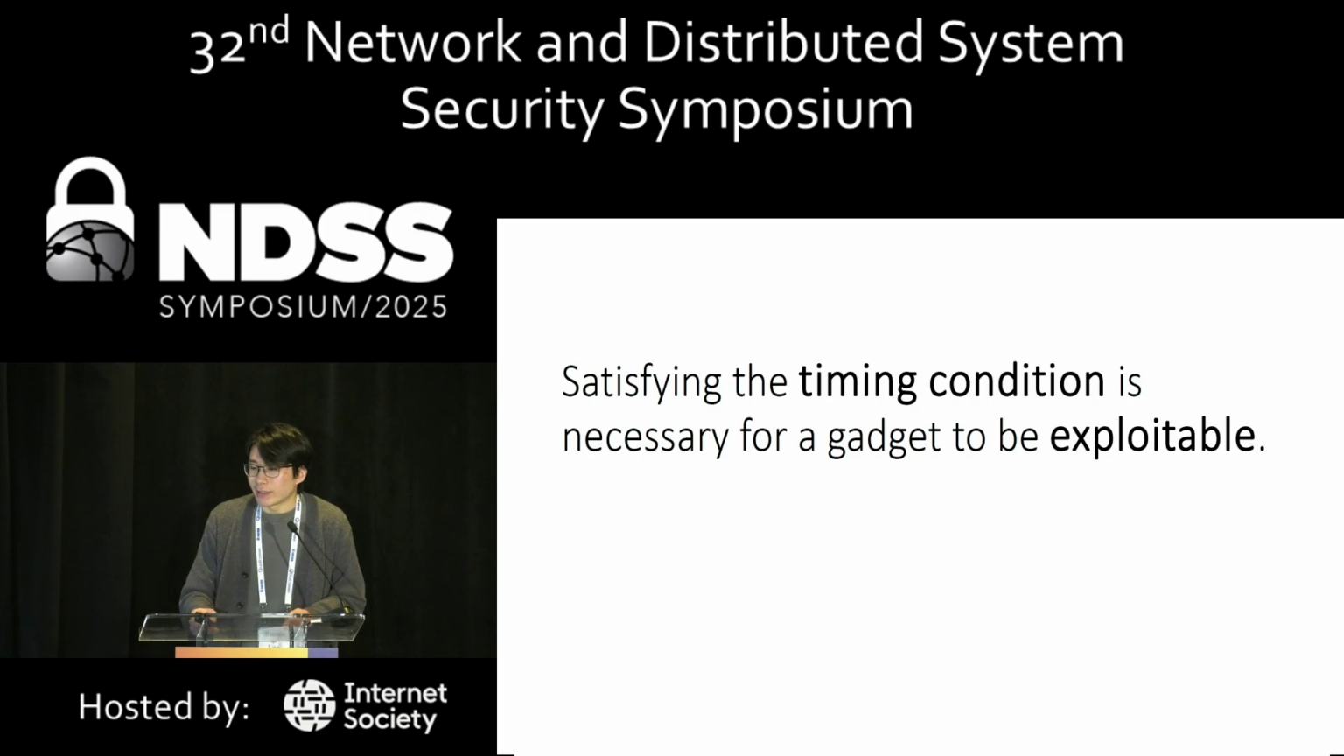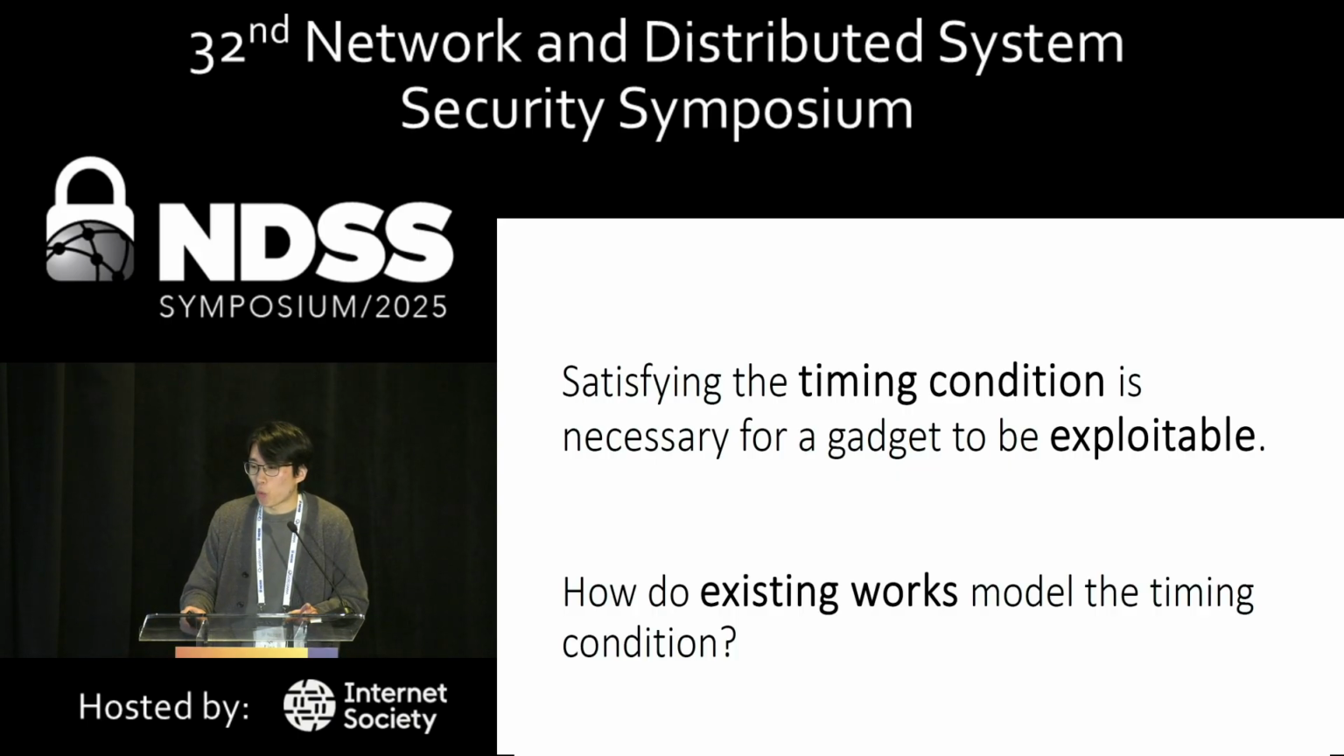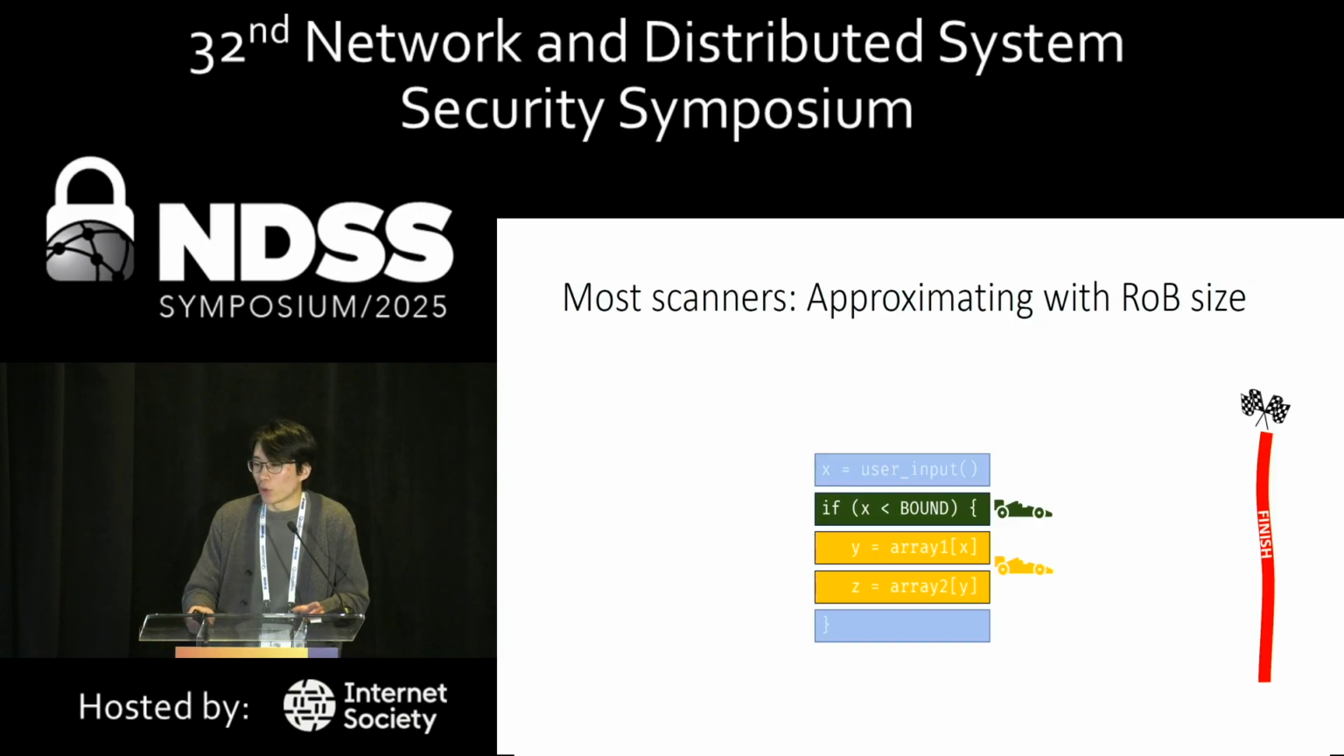As you can see, satisfying the timing condition is necessary for a gadget to be exploitable. However, existing works model the timing condition pretty badly. Most of them simply approximate it with the size of the reorder buffer. The reorder buffer is basically a key structure in modern processors that allows speculative execution, and the size of it determines the maximum number of instructions that can be executed speculatively.